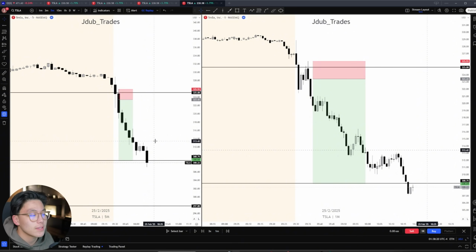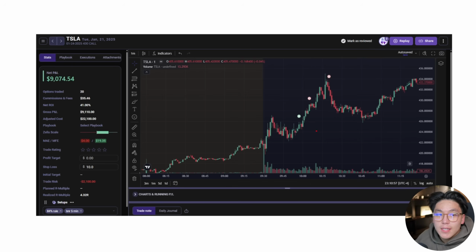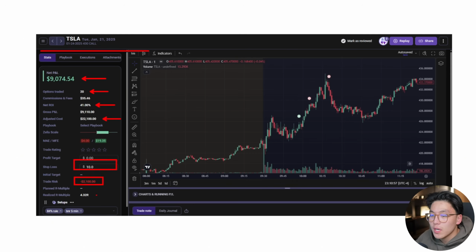Let's go on to the next example that I have for us today. It's also on Tesla as well. This was a little bit earlier into the year, but this example is still a very good example that we can go over. I ended up making $9,000 on this one, 20 contracts traded, $22,000 position size, net ROI 41%. I was risking around 10 on the contracts, ended up being around $2,000 risk, which is a 4.32 risk to reward ratio. Setups I used in this case were the 84% rule and the 5-minute break and retest.